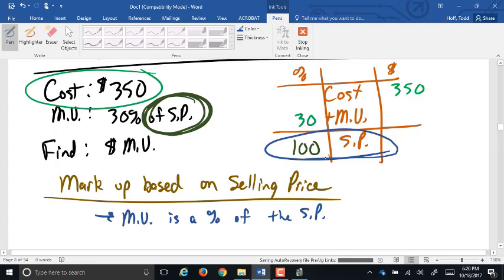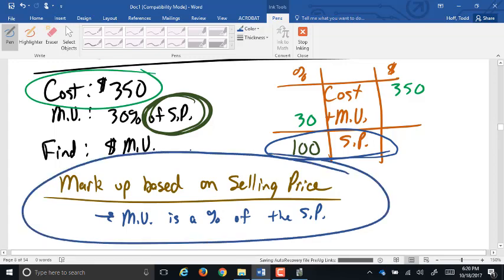It's time for our break, so when we come back from break, we will talk and do some examples on markup based on selling price.